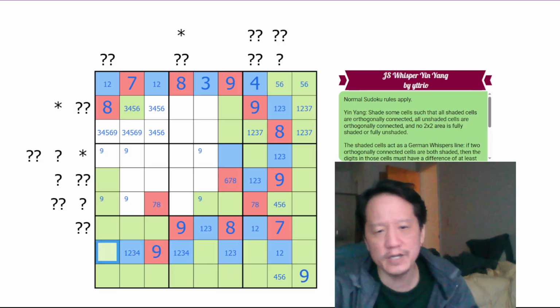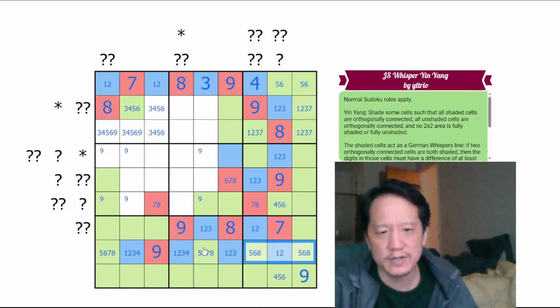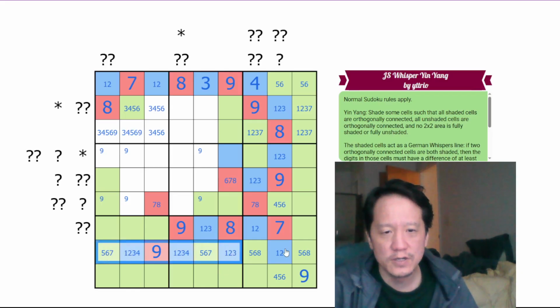Remaining digits in row 8 are 5 through 8. This can't be 7 because of a 7 in the box. This can't be 8 because of 8 in the box. This can't be 8 because of 8 in the box. Whereas the 8 in row 8, it has to be here.